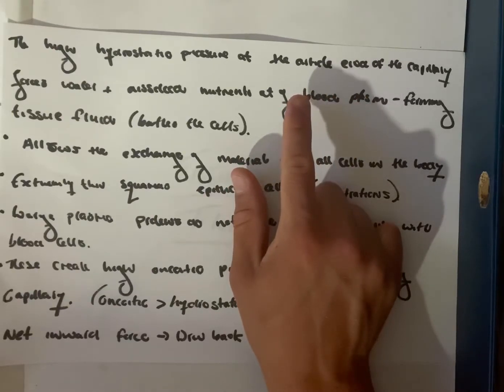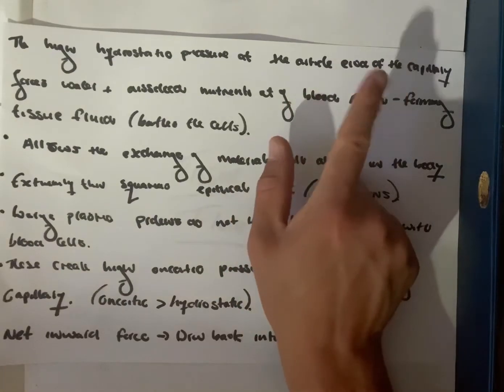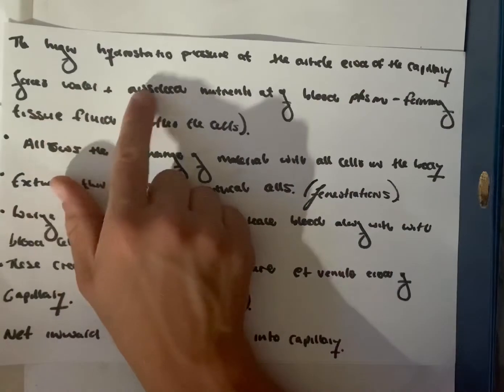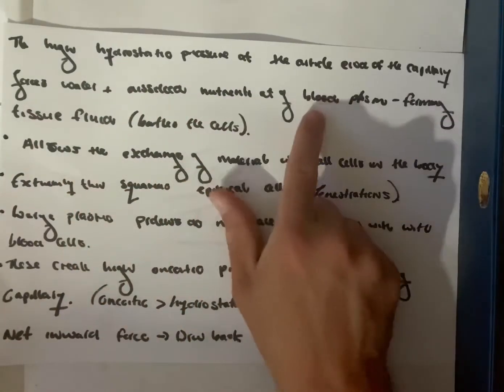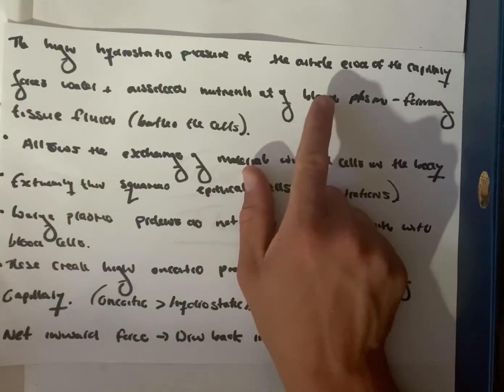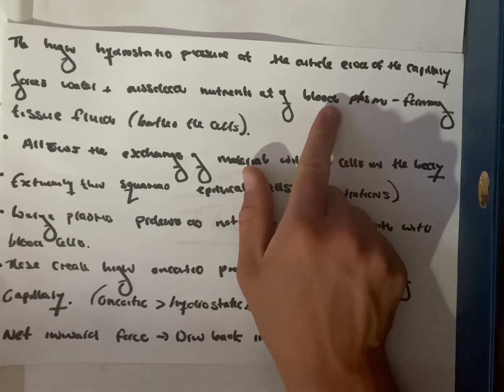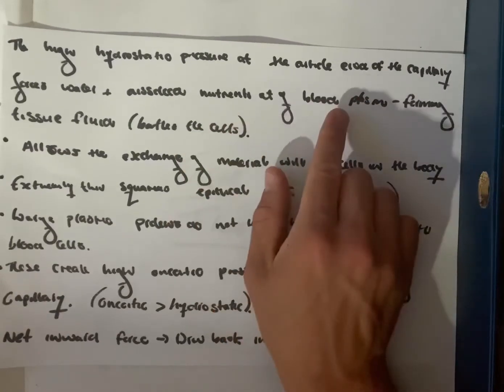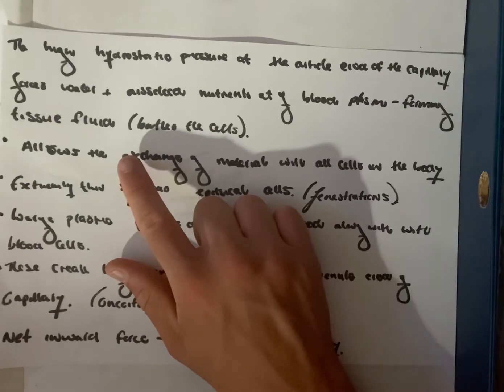And what happens is that due to the high compressions and the pressure changes of the heart, causing the smooth muscle and elastic fibers to expand and recoil in the arteries, this causes a high hydrostatic pressure at the arterial end of the capillary, and this forces water and other dissolved nutrients out of the blood plasma. Remember, the blood plasma is the liquid part of the blood, approximately 45% of the blood. And this is forced out, and this is what's known as tissue fluid.